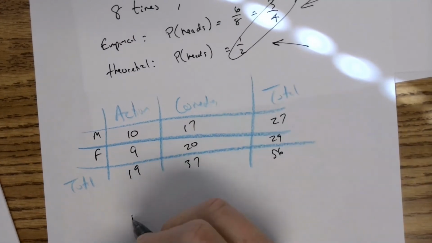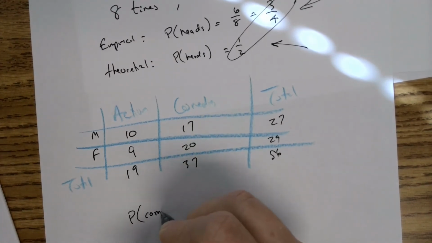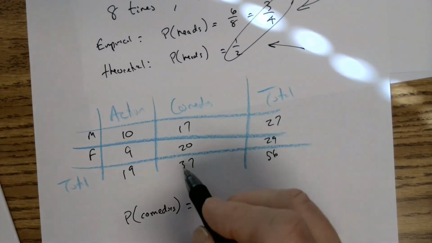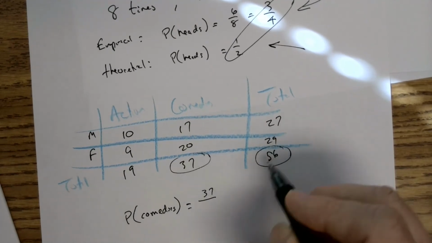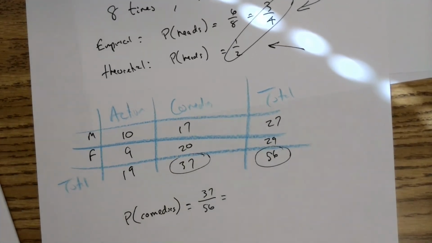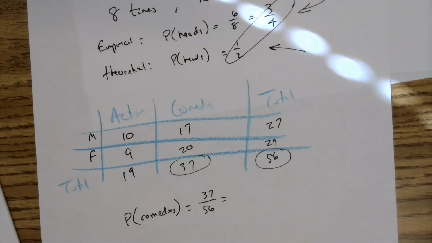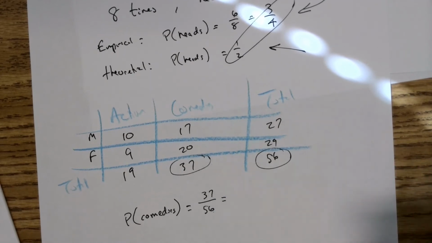So what's the probability, ready, that if I pick somebody at random, they like comedies? What's the probability they like comedies? Well, a total of 37 of them liked comedies, right? So 37 out of everybody, 56. So we really don't know the probability of people who like comedies, but it turned out to be 37 over 56. And I believe 37's prime. Yes? So it will not simplify.